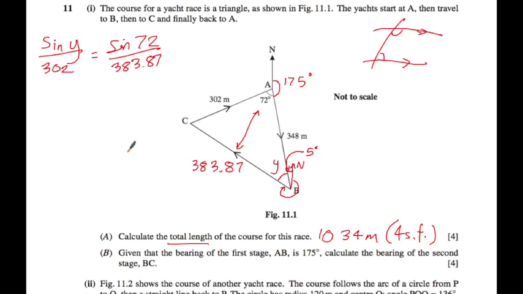So I'm going to do sine 72 divided by answer, and then I'm going to times it by 302, so we get the value of sine y, which is about 0.277 something. And then if we do the inverse of sine for that, I get 16.13 degrees. Okay, so I'm going to add 5 to that. That gives me this entire angle here. And then for the bearing, I'm going to take it away from 360, which gives me 339 degrees to the nearest degree.